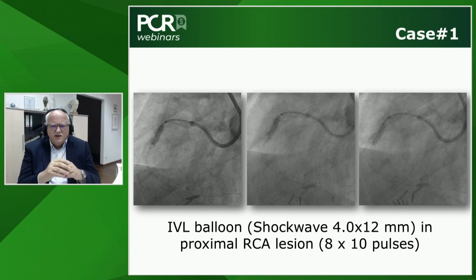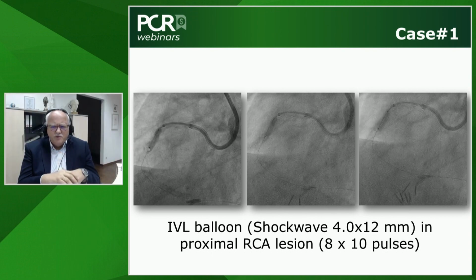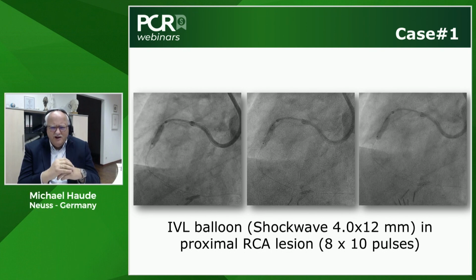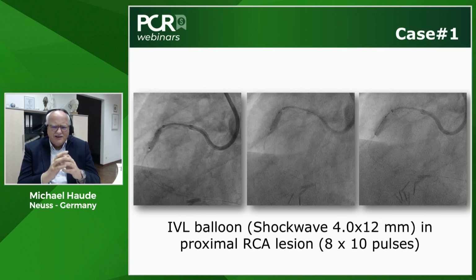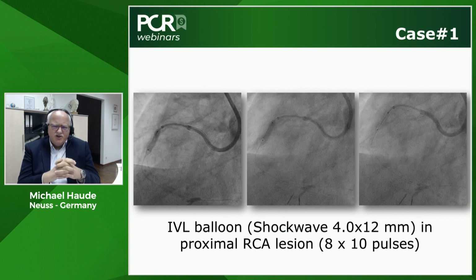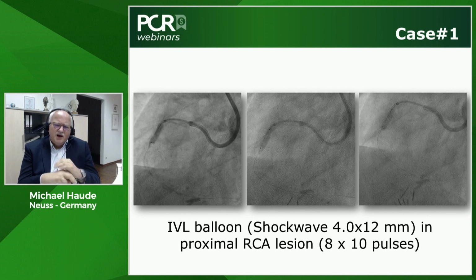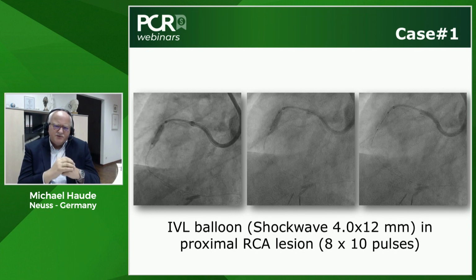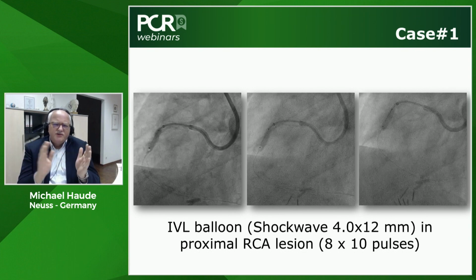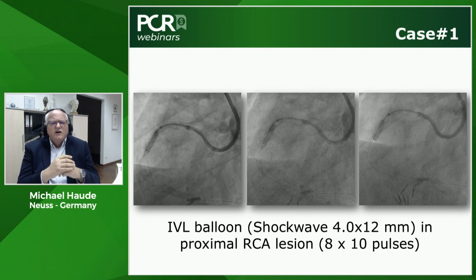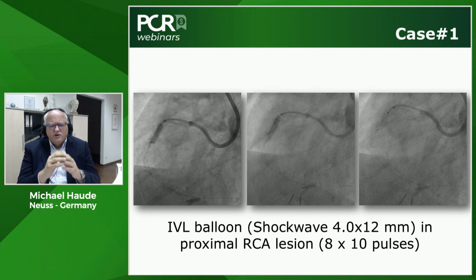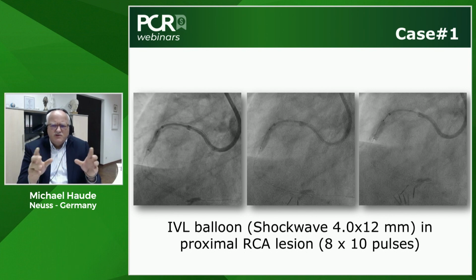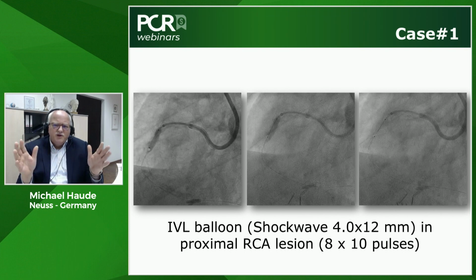So you can see here three sequences where we brought in the 4.0 by 12 millimeter IVL catheter. We give the full amount of pulses, 8 times 10 pulses, to the lesion. We always do that twice at the same spot, so twice 10 pulses at the same spot. Then we change the position of the catheter a little bit in order to get the best modification of the compliance of the underlying calcified plaque. So this is what you see here. The balloon is mostly completely open.